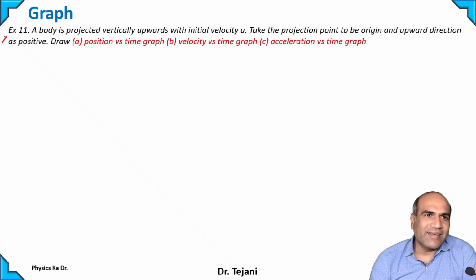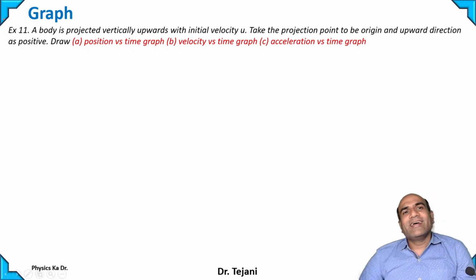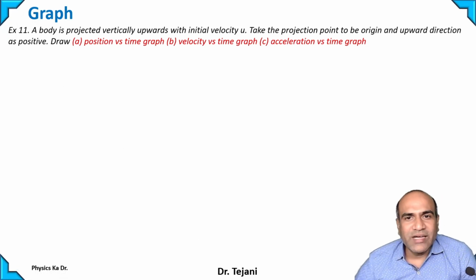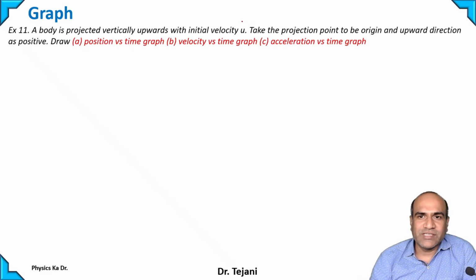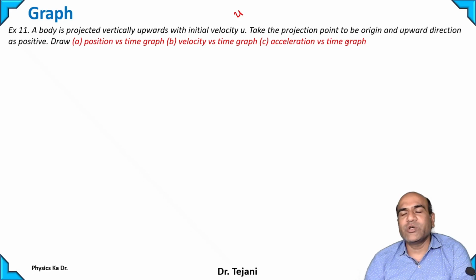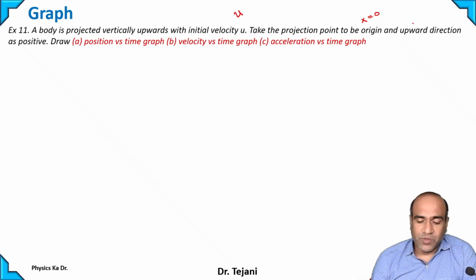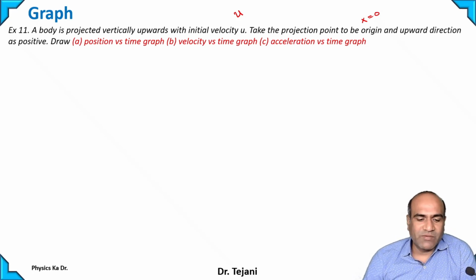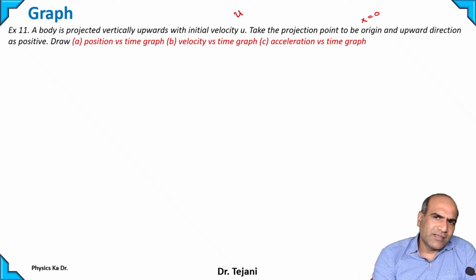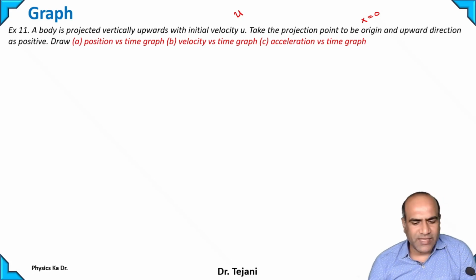One more example. Example number 11. A body is projected vertically upward with initial velocity u. Take the projection point to be the origin. That means starting with x equal to 0 from the projection point, and the upward direction as positive. Draw the position versus time graph, velocity versus time graph, and acceleration versus time graph. So which graph should we start with first? Acceleration graph. We should always start with the acceleration graph. From that, the conversion is very easy.